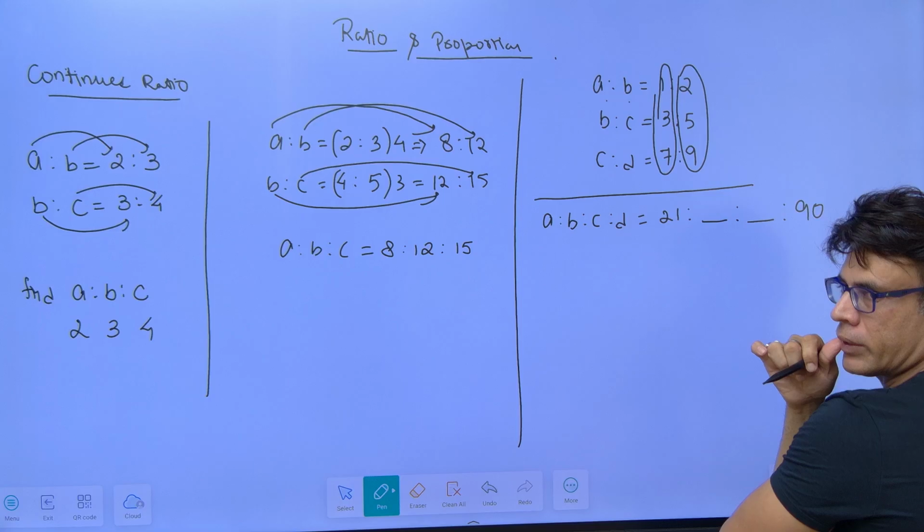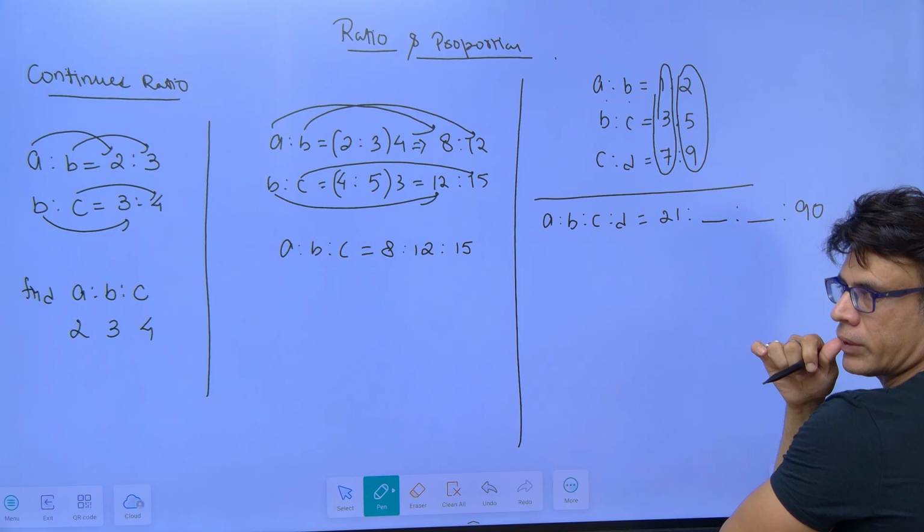Right? So C ka value is. Now once you do this, you have to check one more thing. Is there any number which can cancel all four? If yes, you should cancel it. Otherwise, this is your answer.